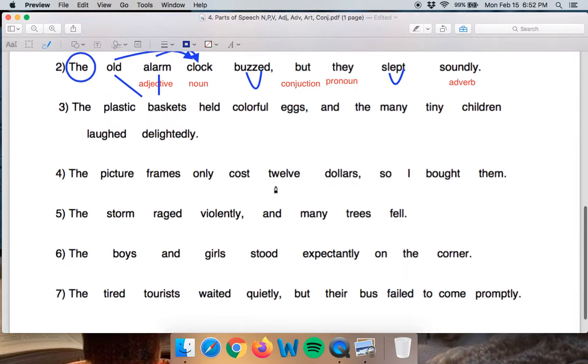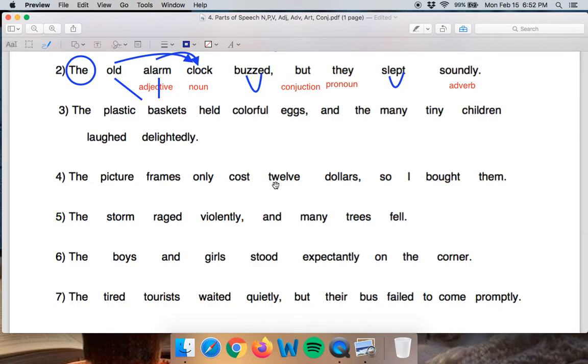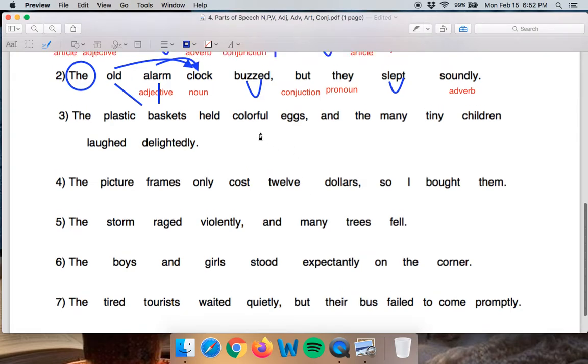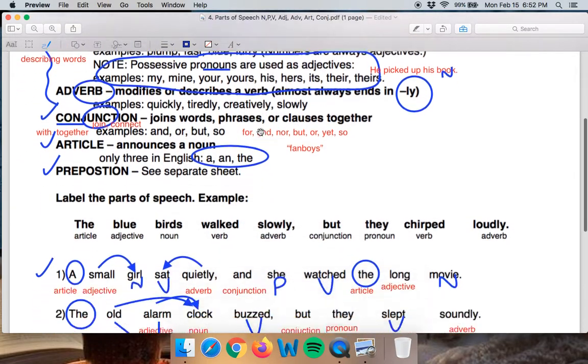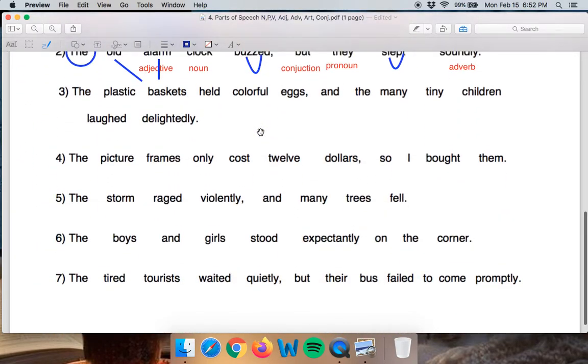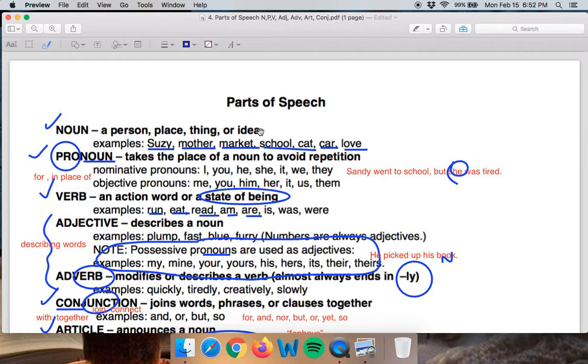This handout will be in the file section of our Canvas class for Writing 1. You can get this handout there to review or to use as you like. All right? Well, thank you for your attention, and I'll see you next time.